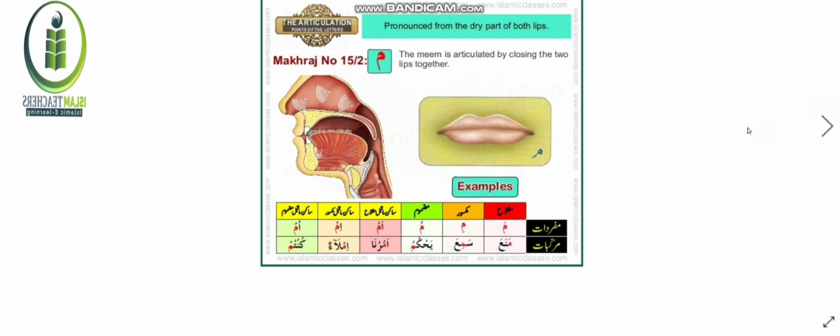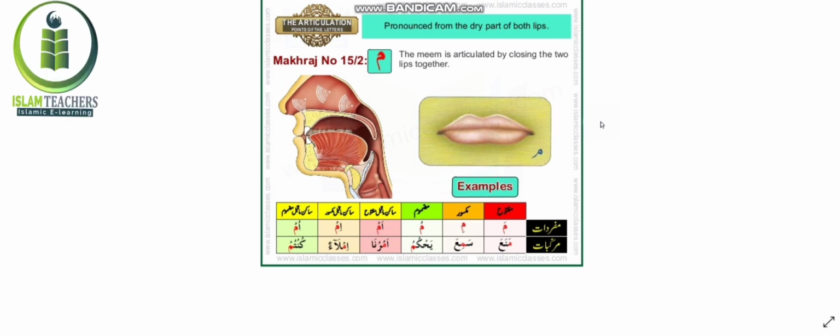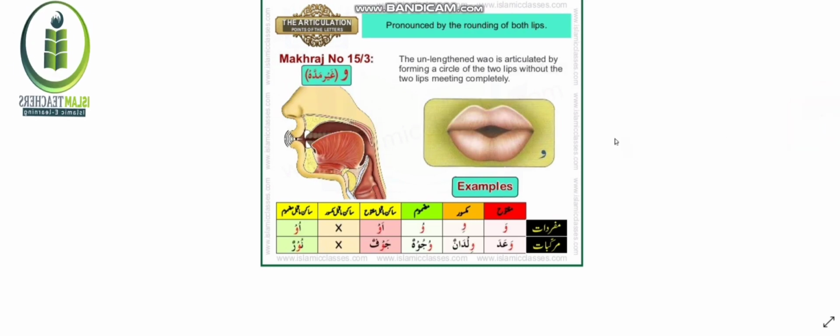Next one is the Mim. The Mim is articulated by closing the two lips together. Mim, Mim. Ba is from the wet part of our two lips, but Mim is from the dry part of our upper two lips. Mim, Mim.